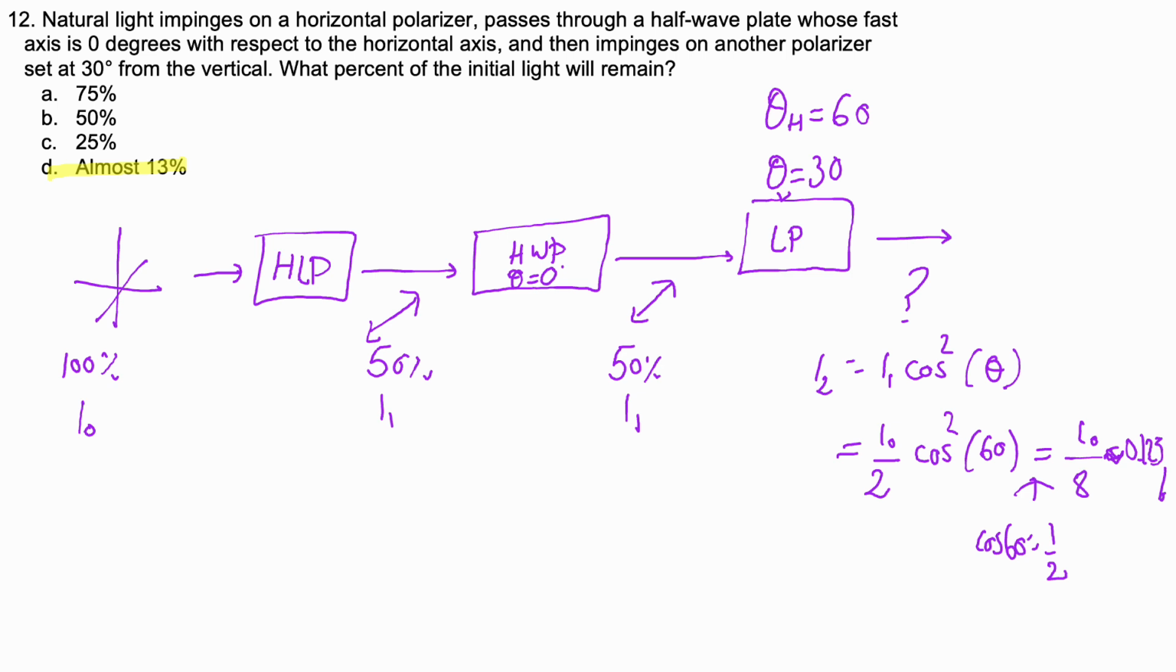What is key for this problem is to notice that every time that you have a linear polarizer, sure, there is a drop of the intensity, but when you have a retarder, we don't drop the intensity, we just change the polarization state.